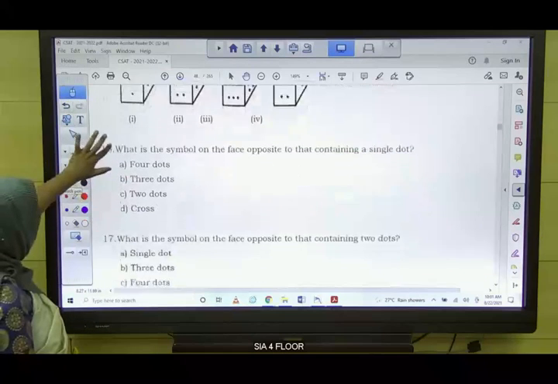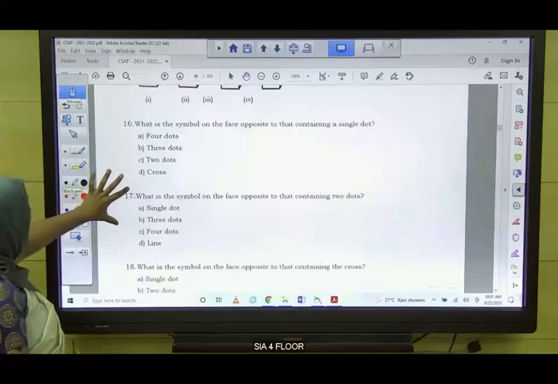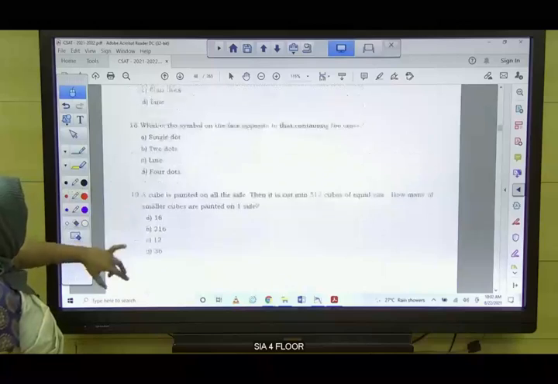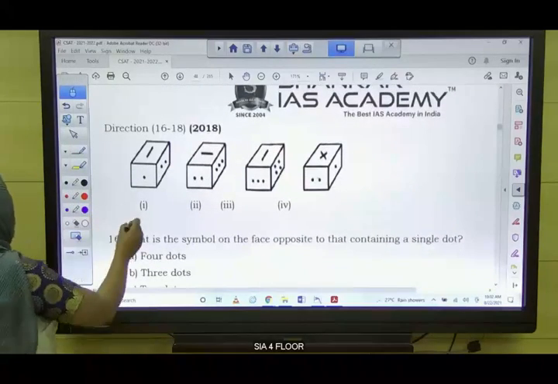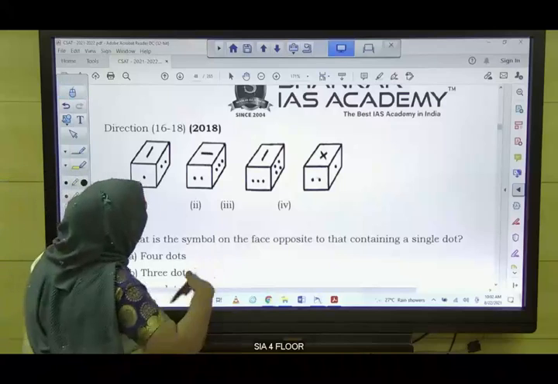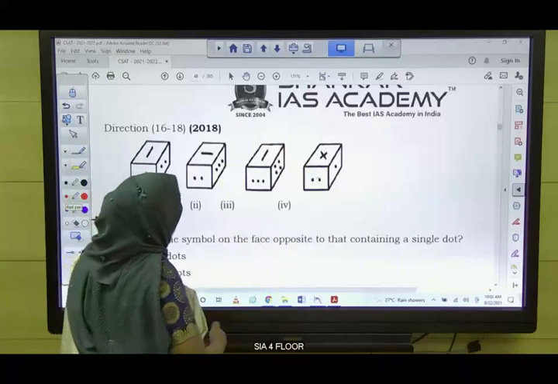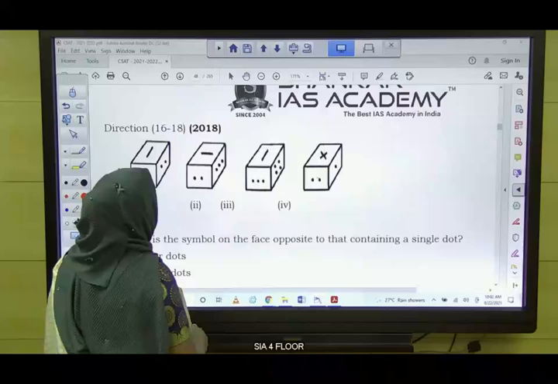Okay, next, 17th question. What is the symbol which is opposite to two dots? Two dots, you can compare anything, but compare the ones which are easy for comparison. Like if I compare these two, some cancellation will happen, no? That kind of thing you should compare to make it easier.